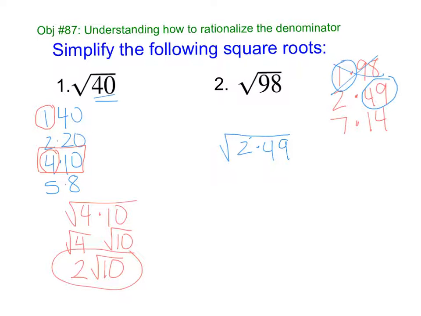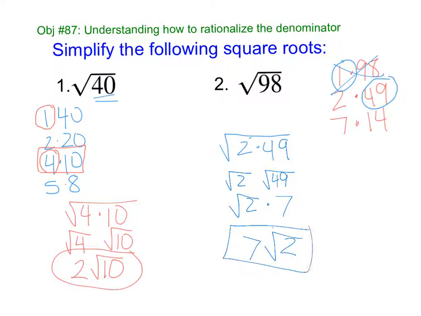So then again, I can break this up. Square root of 2, square root of 49. Do I know the square root of 2? No. And always ask yourself that. Kids always mess up what goes in, what goes out. Ask yourself, do you know the square root of 2? I have no idea. Do I know the square root of 49? Yes, 7. And then I like to put the number on the outside. Don't leave it like that. Don't leave it like this. It's weird looking.